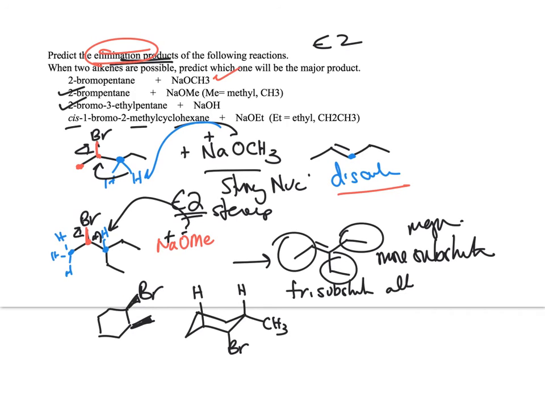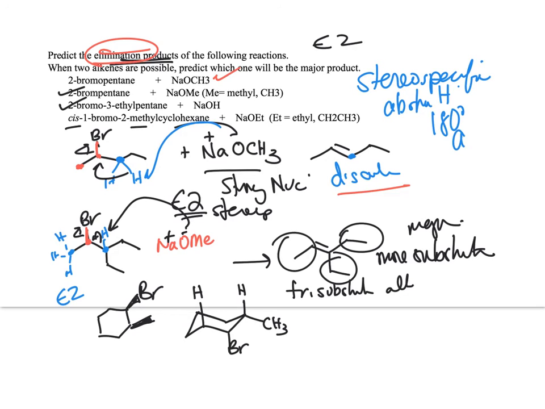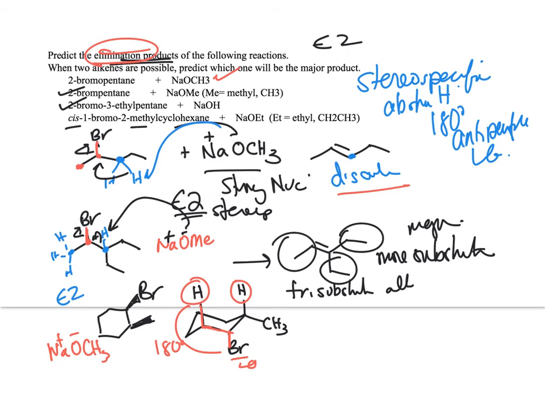The reason you have to do that is because E2 is called stereospecific. So it has to abstract a hydrogen 180 degrees anti-periplanar to the leaving group. What this means is your base, sodium methoxide, will take either this hydrogen or this hydrogen because it's 180 degrees periplanar to the leaving group. If you look at this hydrogen and that hydrogen, that's 180 degrees. The other hydrogen is the one next door over here, and that's also 180.